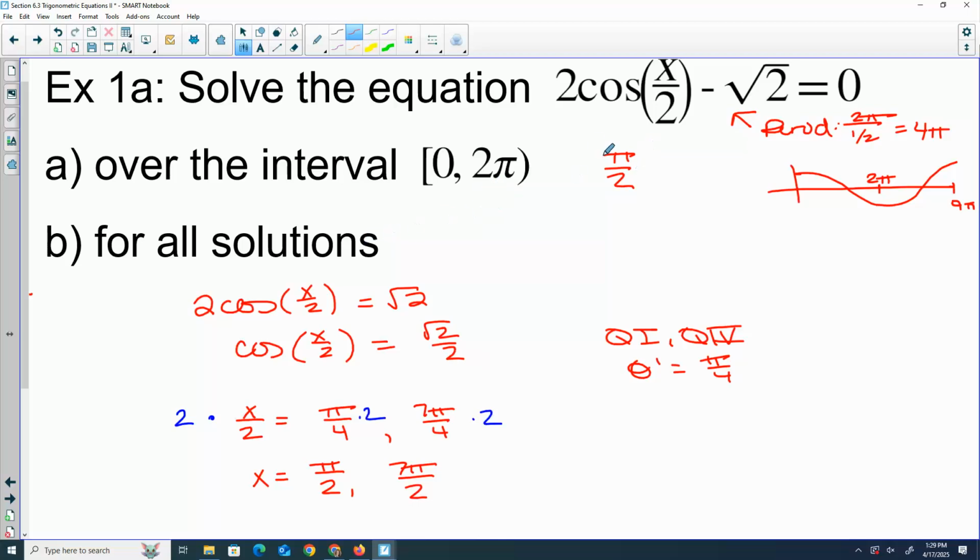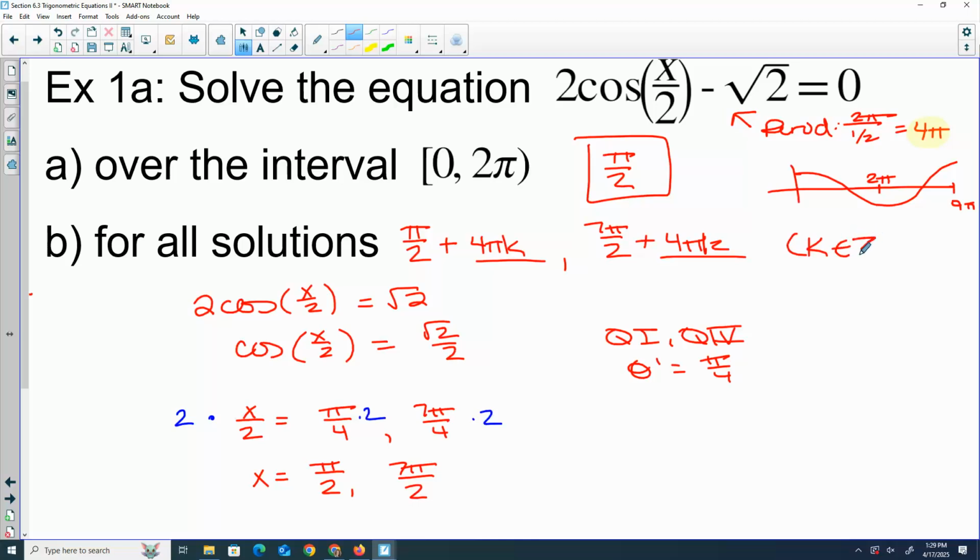If I said all possible solutions, that's when we take each solution and we add the period. So I do need both of those. But my difference, now I'm not adding 2 pi k. This graph has a period of 4 pi, so it will be a distance of 4 pi before it repeats. So I'm going to add 4 pi k to those, where k is an integer value.